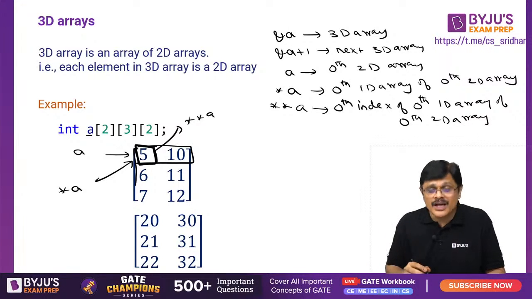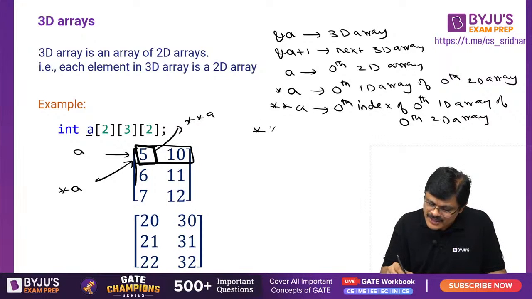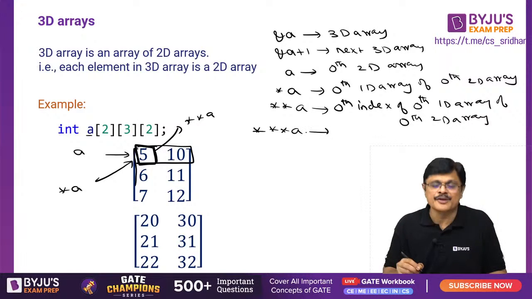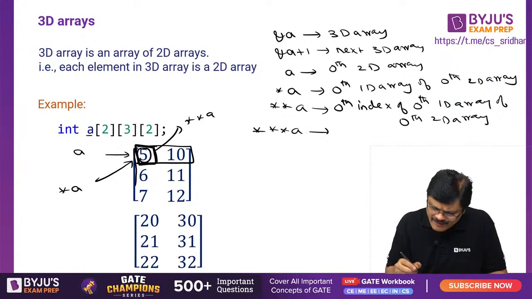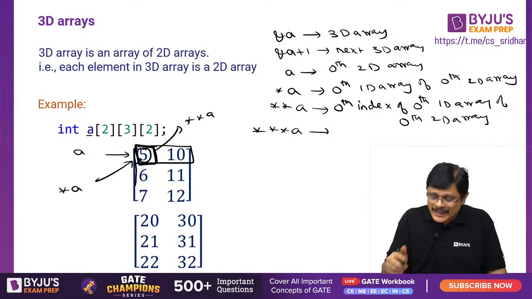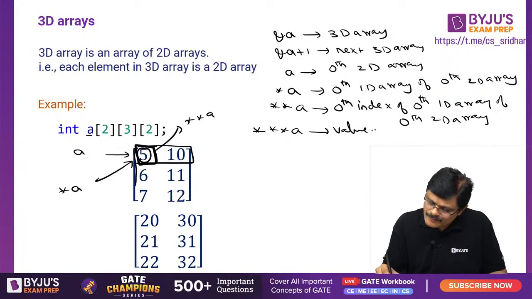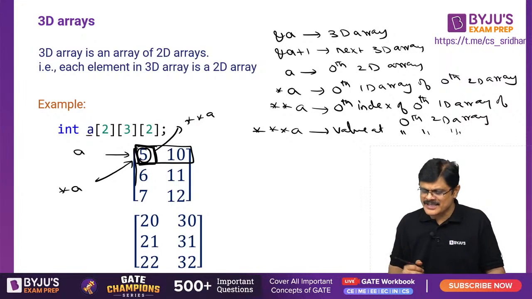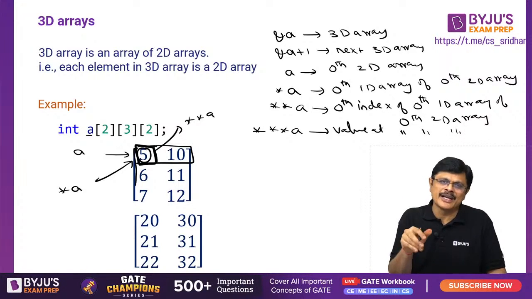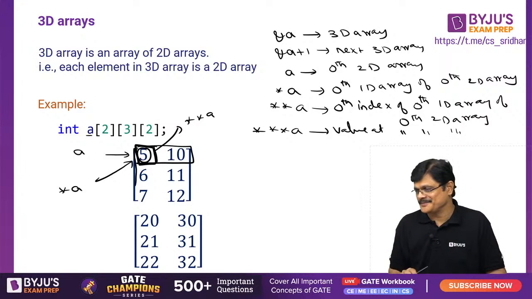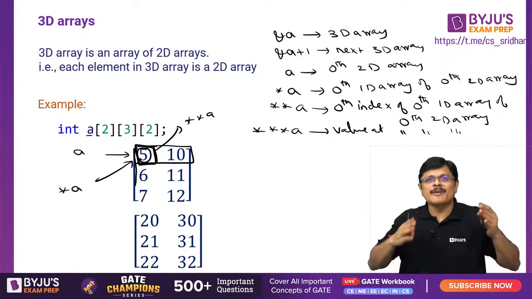Now if you put one more star, that is triple star A, what does it refer to? That refers to the value, my dear friend. That is the value at the previous nonsense. What is the previous nonsense? Same thing. That is the 0th index of the 0th 1D array of the 0th 2D array. Am I clear? Hope you understand. The level will be increased, my dear friends.